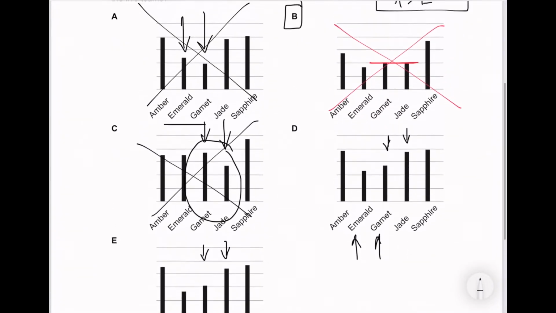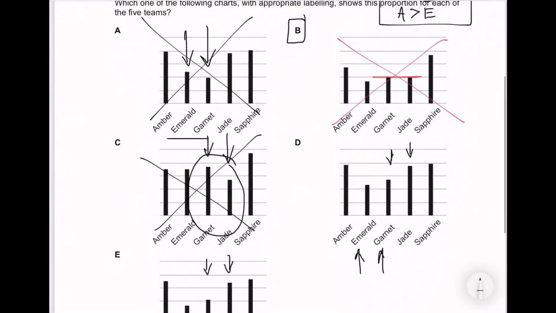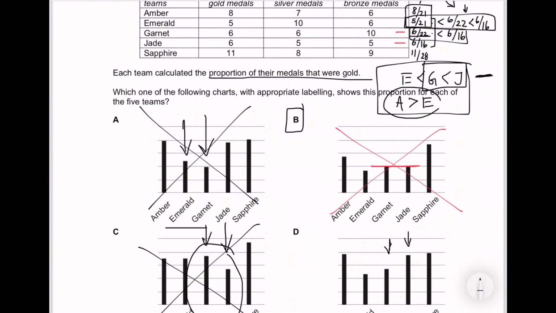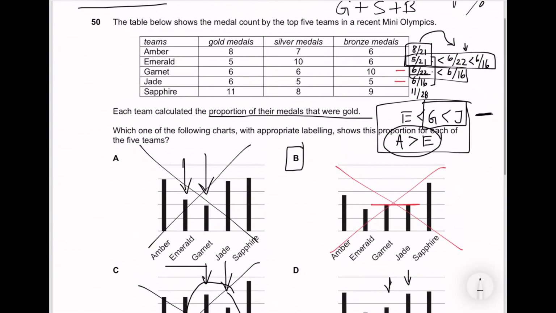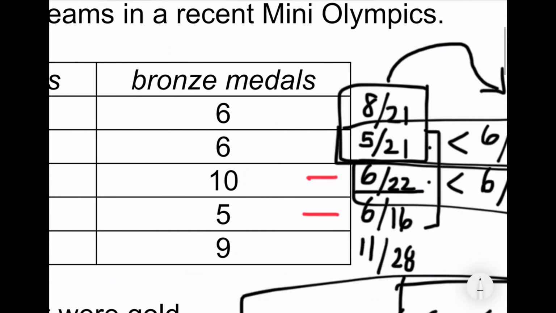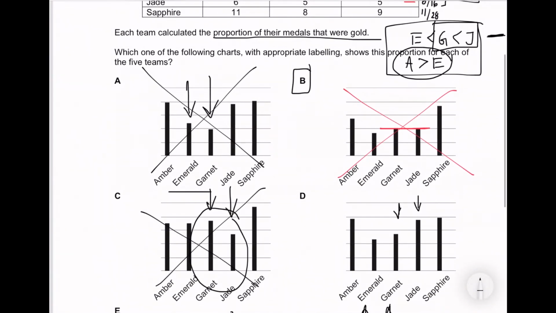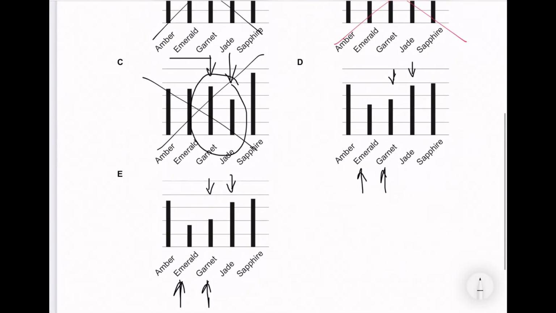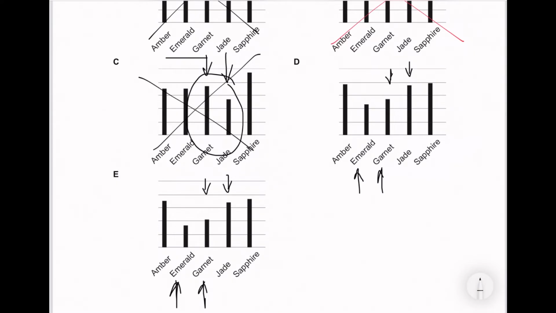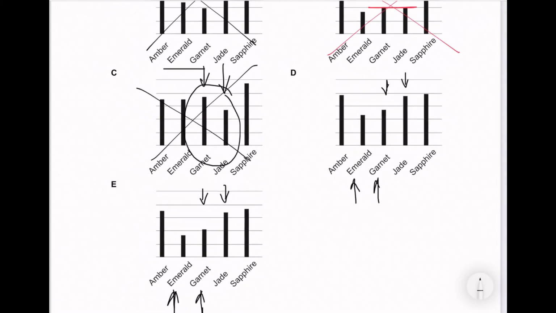Let's test the second part of the conclusion we drew, right? That A needs to be greater than E. And again, the reason for that is because you have both denominators 21 and A is greater than E here, right? Because A is 8, E is 5 out of 21. So A is greater than E. Let me take a look here. Okay, yes, so both of these are greater than E.